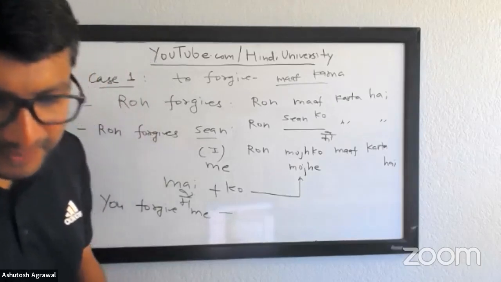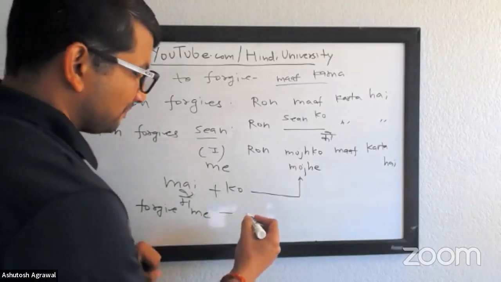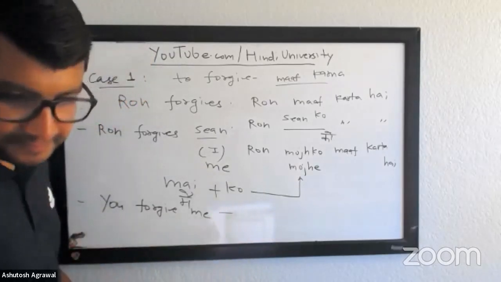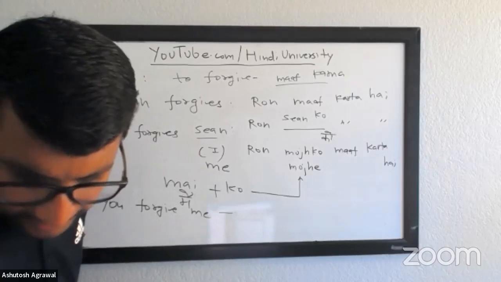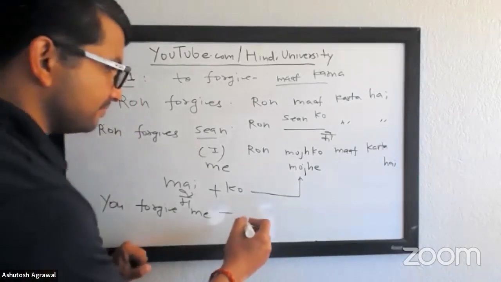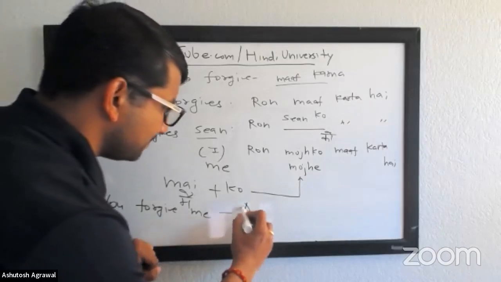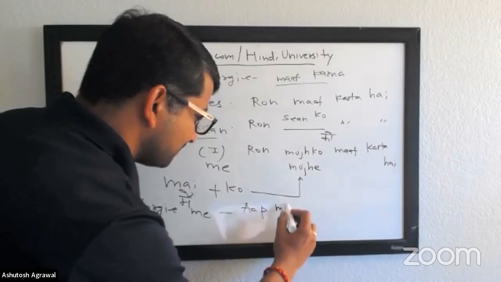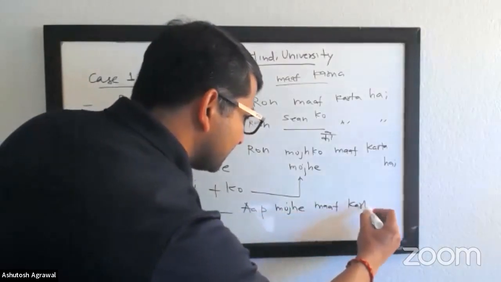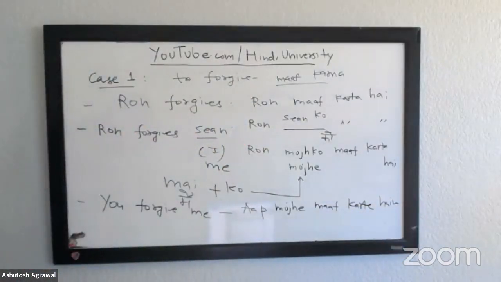Sharmila ji, how are you doing? You forgive me. Sharon ji, you try. Yes, Sharan ji. आप मुझे माफ करते हैं. Very good. आप मुझे माफ करते हैं. आप मुझे माफ करते हैं.